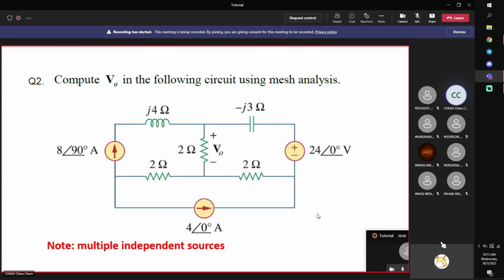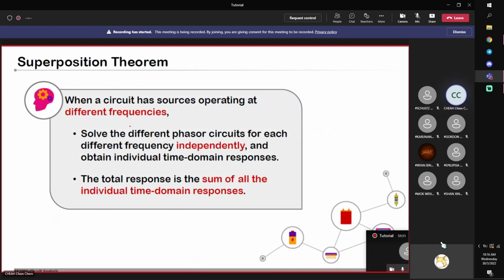Then move on to the other source, say this one, and kill the other 2. This one open, this one open. Then find V0. Finally, move to this source, kill the other 2, short this one, open this one, and find V0. That means you are doing analysis on 3 different circuits with 1 source at a time. Why do I say different? Because once you remove one of the sources, it's a completely different circuit. This is the principle of superposition.